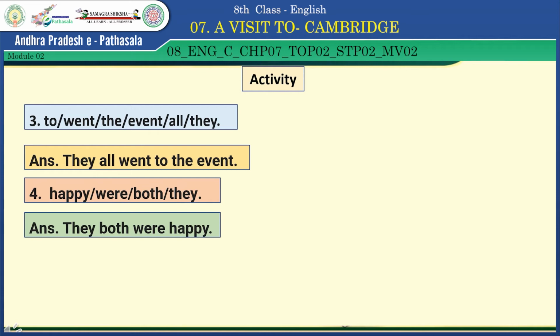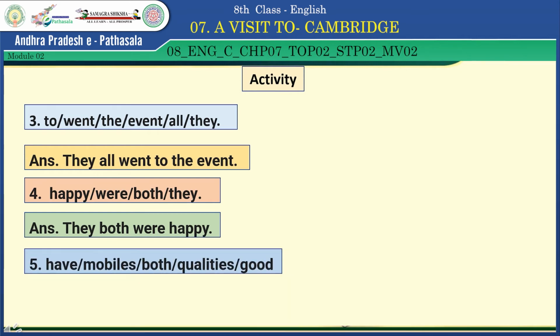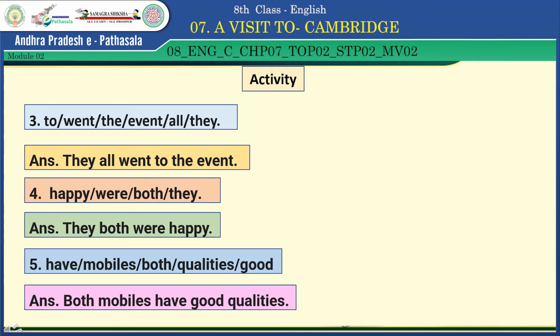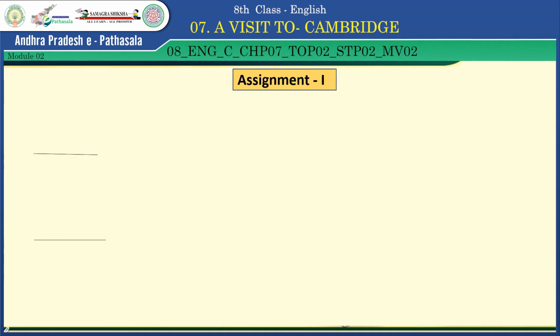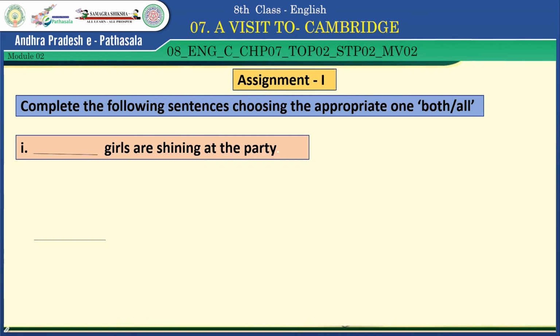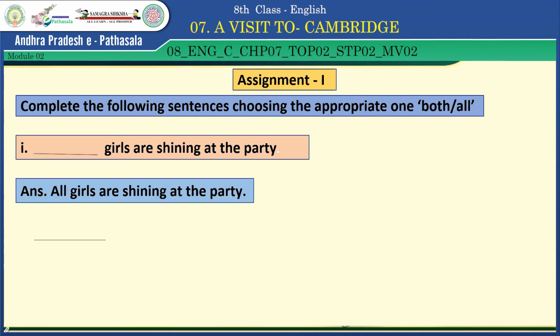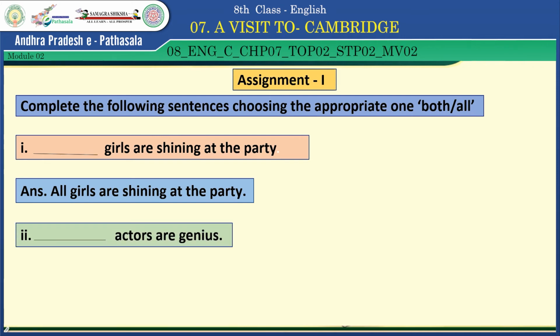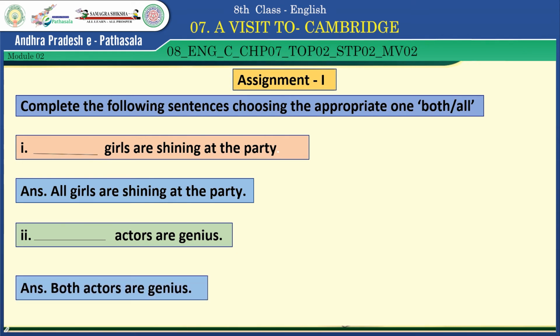Next sentence: have mobiles both qualities good. Both mobiles have good qualities. Children, now try to do the assignment given. Complete the following sentences choosing the appropriate one, both or all. First sentence: girls are shining at the party. All girls are shining at the party. Sentence number 2: dash actors are genius. Both actors are genius.